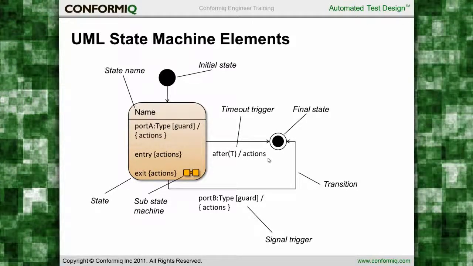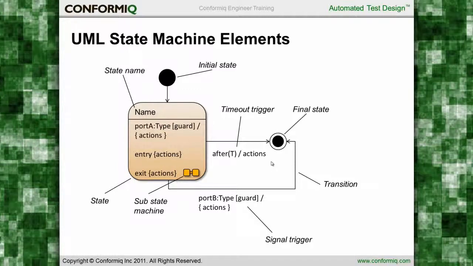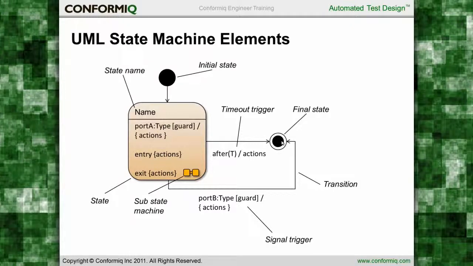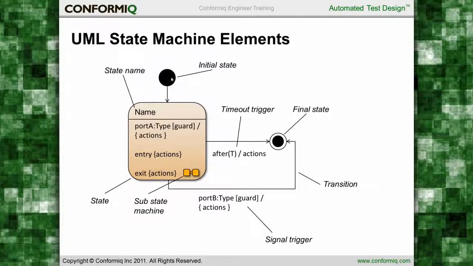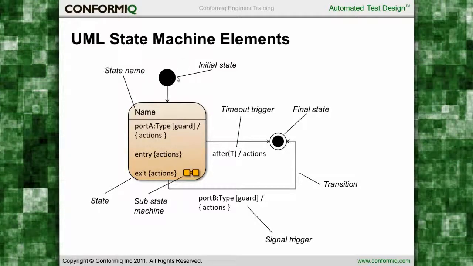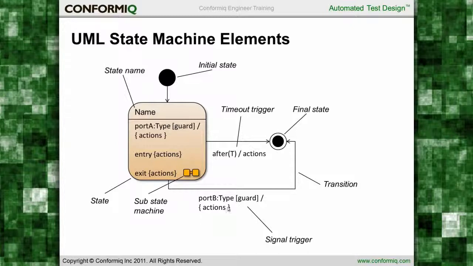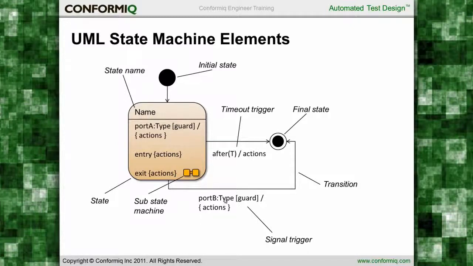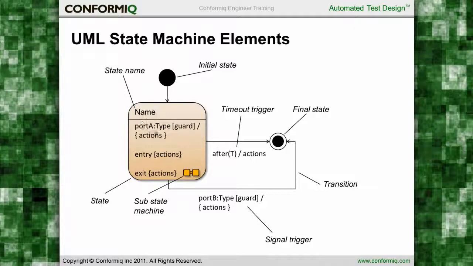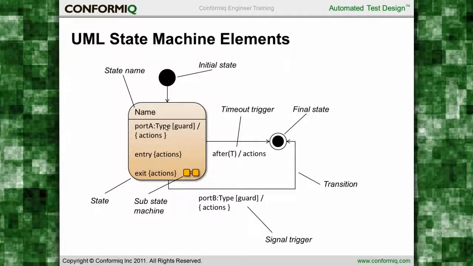Then if we look at some of the other components that we have here, we had the state, and the final state, which is the endpoint for the execution. Here we have the initial state where the execution of a state machine starts. So we go here, then start waiting for this message on port B, or this timeout to occur, or this message on port A to arrive.